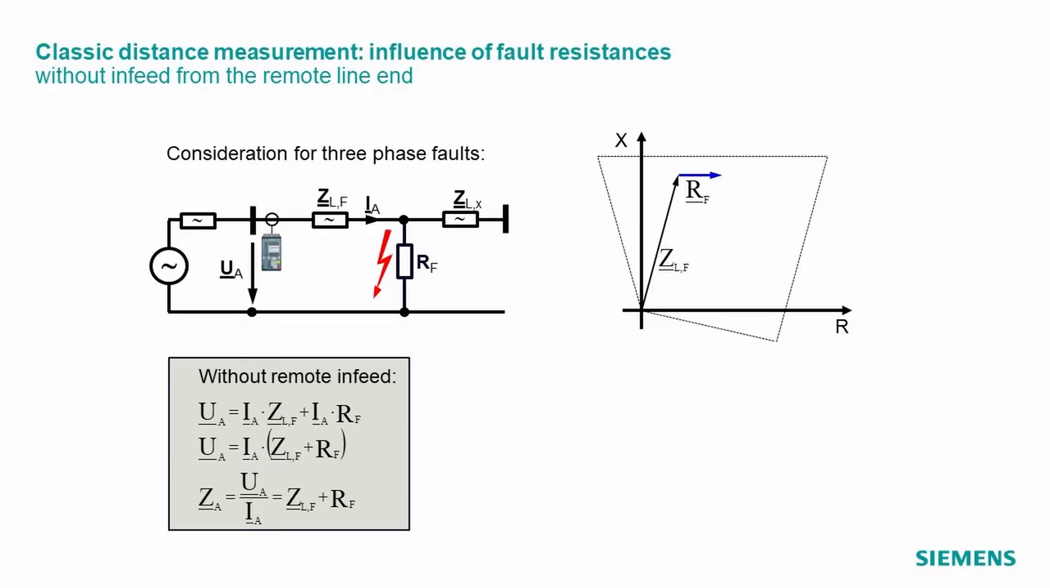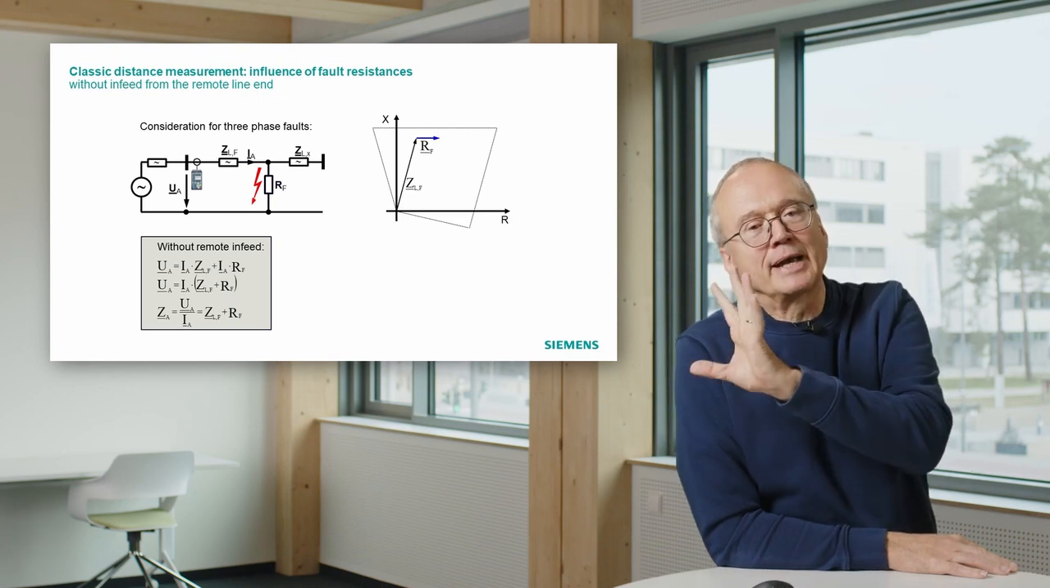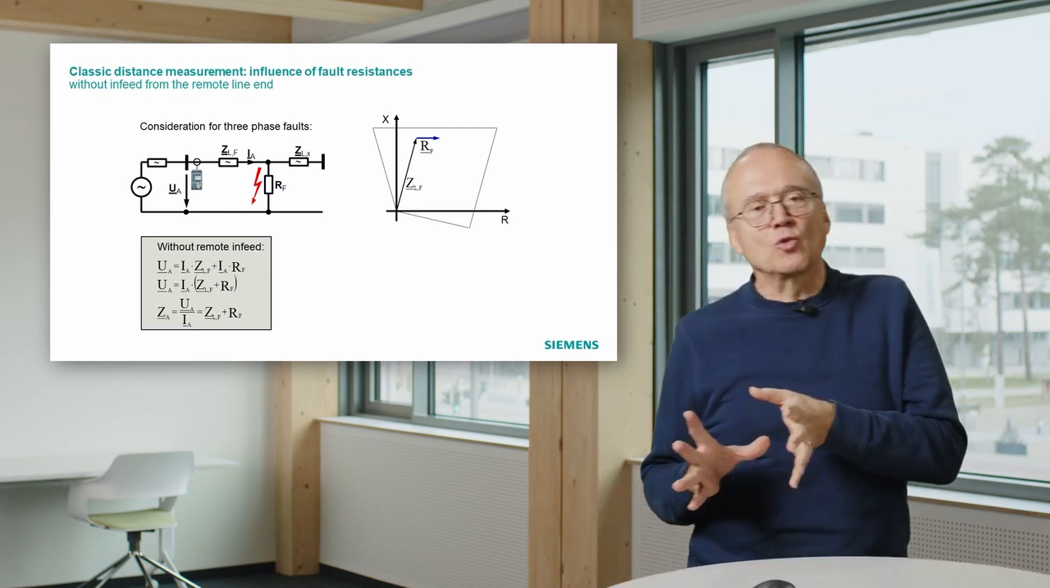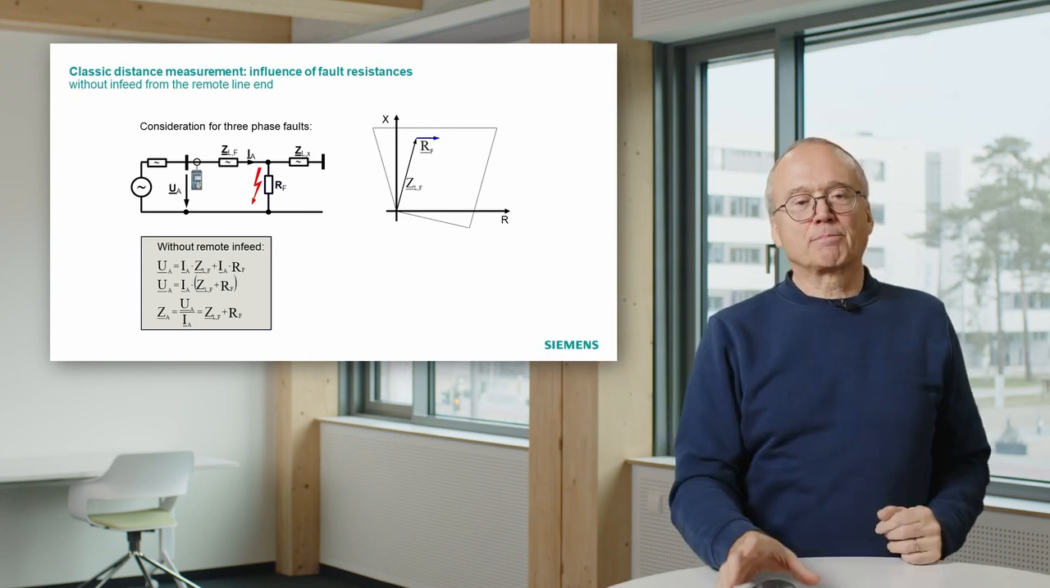Let's first of all assume one simple line. You see here a diagram. On the left hand side we have a protection relay, we have a short circuit with a fault resistance, and on the right hand side we assume the rest of the line, and in the first step we assume there is no infeed from the other side. Then it is pretty simple.